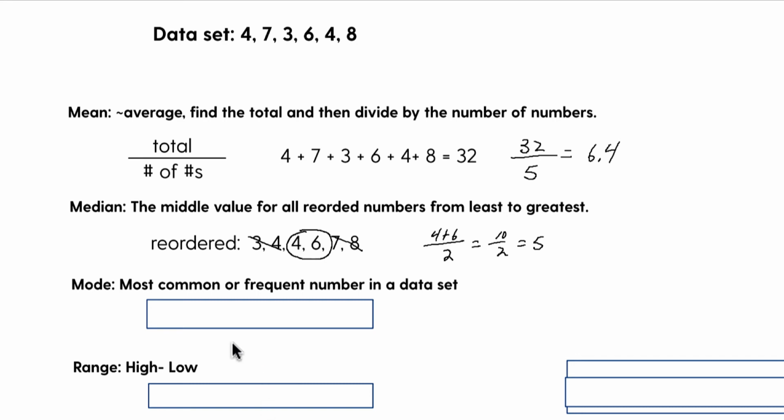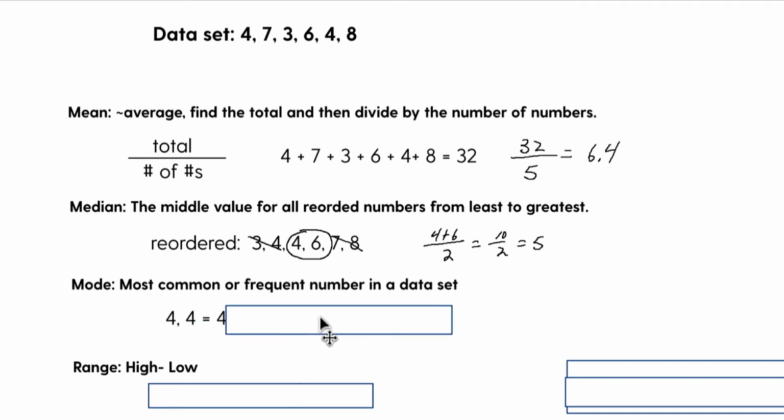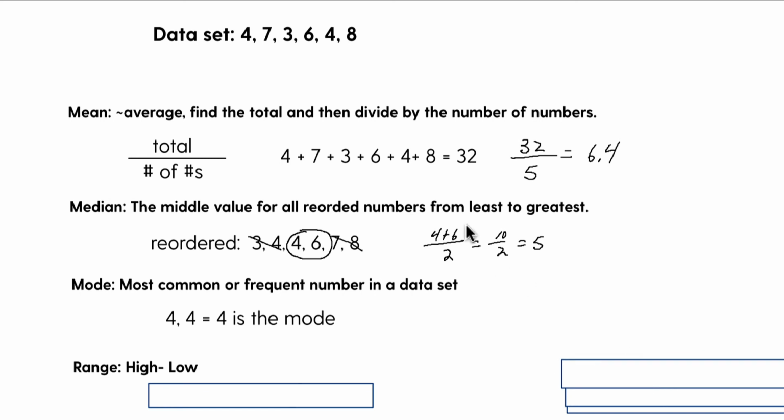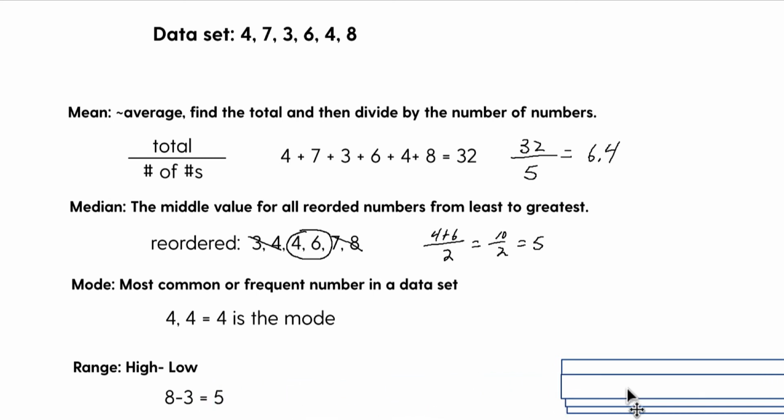Okay, the next one is the mode, which is also the most common or the most frequent number in the data set. So in this case, there are two 4s in the data set. You have 4 that comes up twice, if you can see that. So that's the mode. The range is the high minus the low. The high number is 8. The low number is 3. So the range is 5. So hopefully that defines all 4 for you.